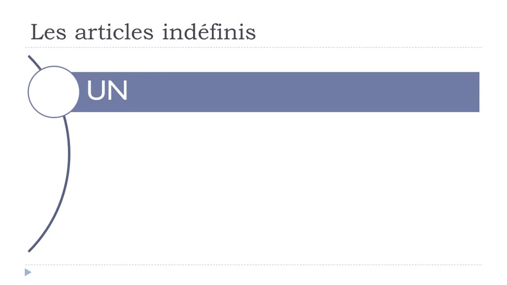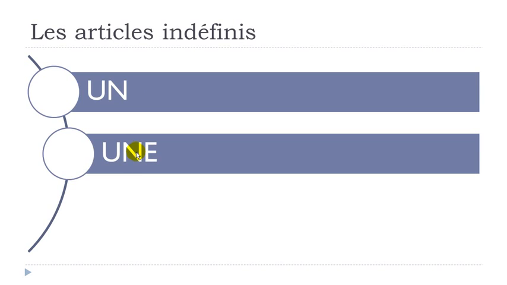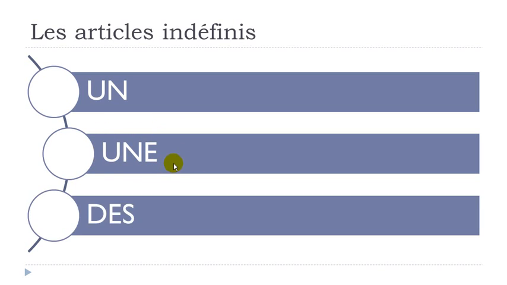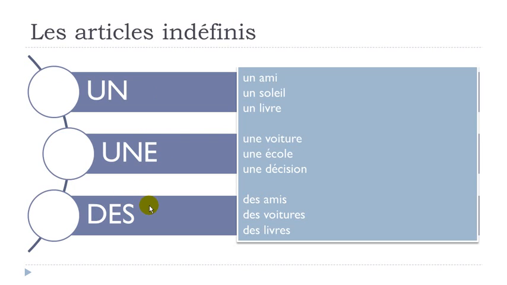Then the feminine article is here, and it's easier because if you have this U-N-E, then you pronounce it une. Okay? Masculine, un. Feminine form, une. Okay, and then the plural form, des. All right, here es, you pronounce it like e. Okay, un, une, des.